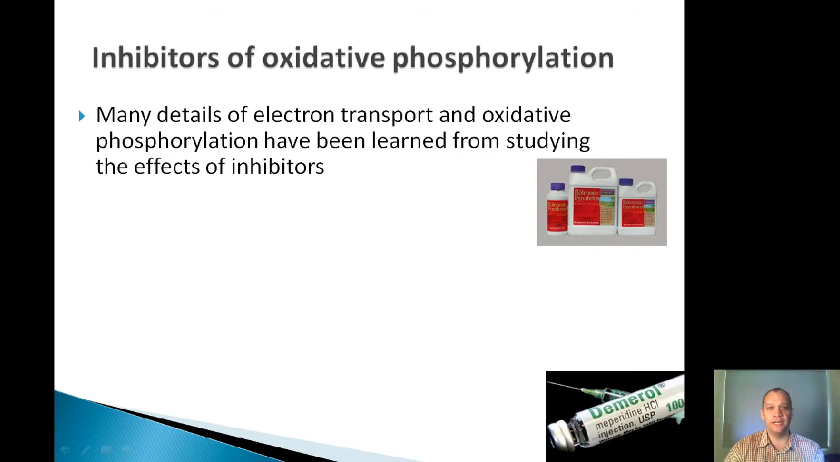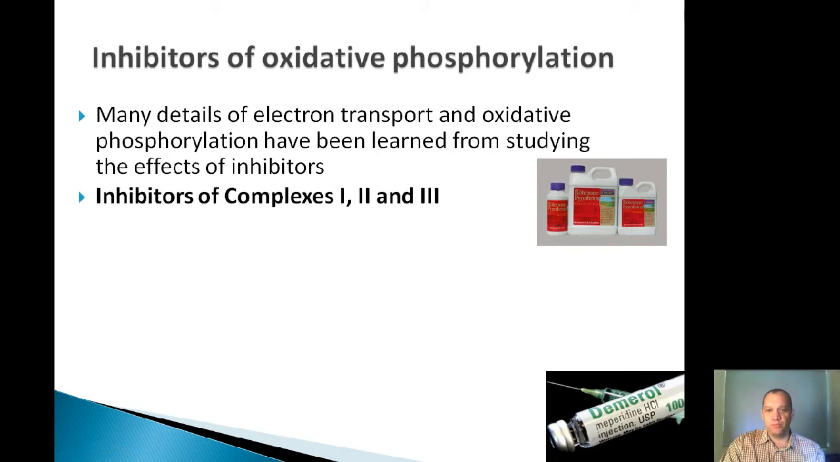But starting off with the inhibitors of oxidative phosphorylation. So many details of the ETC and oxidative phosphorylation have been learned through studying the effects of inhibitors. This has allowed scientists to switch on and switch off certain parts of the electron transport chain and see what happens, and that has allowed us to put together this whole puzzle of how the electron transport chain works.